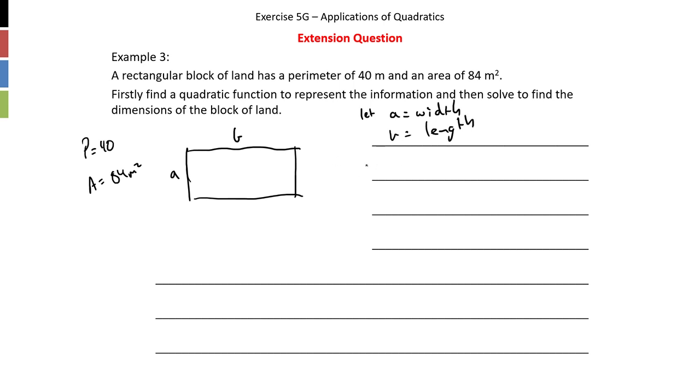Okay. We know the perimeter of a rectangle is equal to 2a plus 2b, and we know the area is equal to a times b.